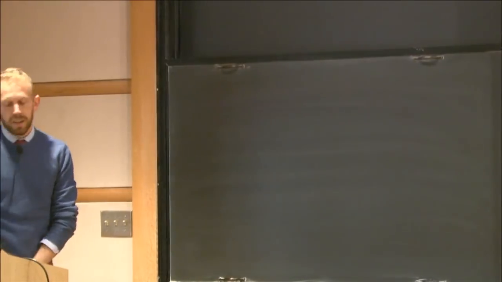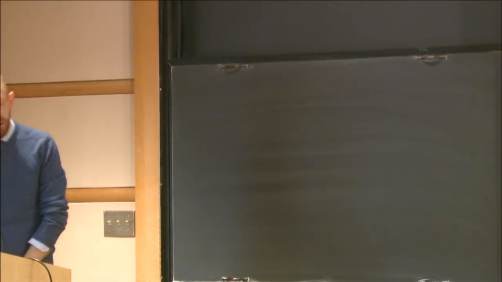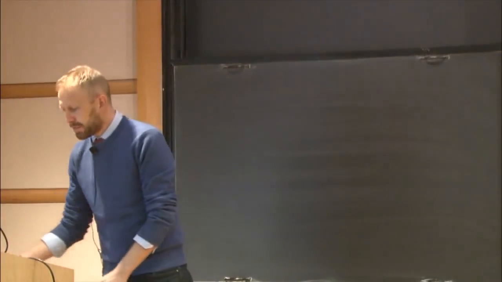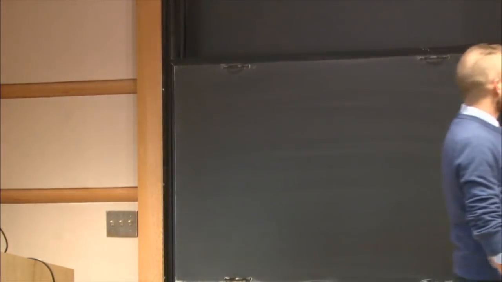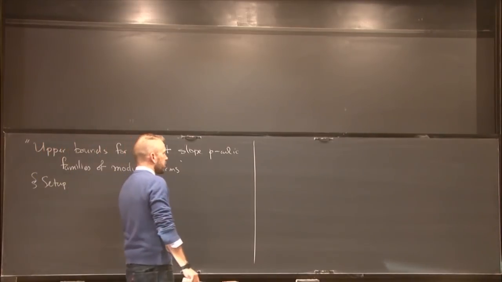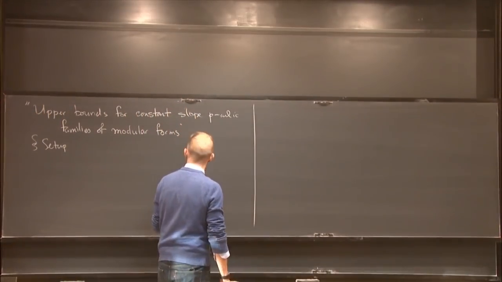All right, so I'm going to discuss p-adic families of modular forms. I'll get right to it with the setup. And you'll learn pretty quickly what I mean by upper bounds for constant slope families.